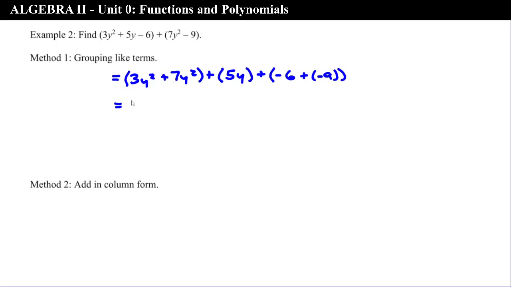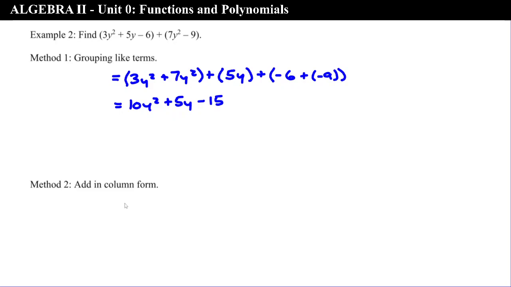Now that we've got everything arranged, we just combine the terms. 3y squared plus 7y squared gives us 10y squared. 5y is by itself, and then negative 6 minus 9 will give us negative 15. So that is our answer, 10y squared plus 5y minus 15.